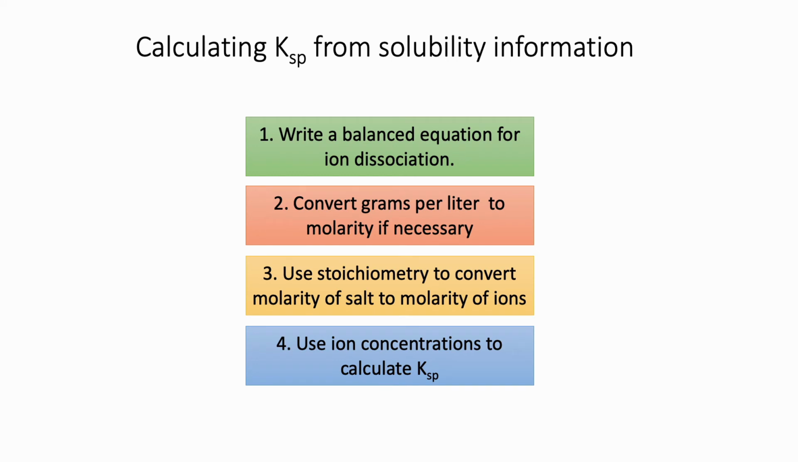The solubility of a compound is related to the KSP. What we're going to do here is calculate KSP from solubility, and then later in the video, we're going to do the reverse, calculate the solubility from a KSP. This is a 4-step process. First, write a balanced equation for dissociation. Second, convert grams per liter to molarity if necessary. So if you're given the solubility as grams per liter, you need to convert it to molar solubility. Then you're going to take that molarity and convert it to molarity of individual ions. And then we can plug those ion concentrations into our KSP expression and calculate KSP.